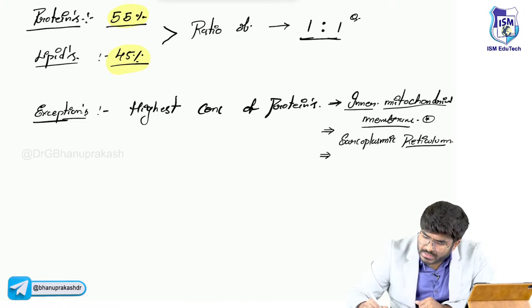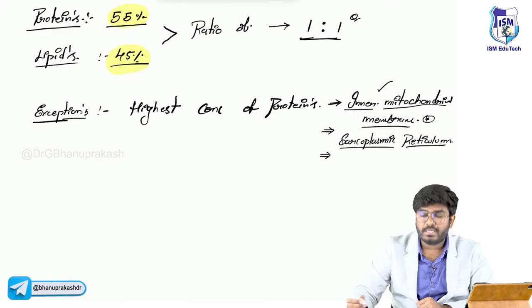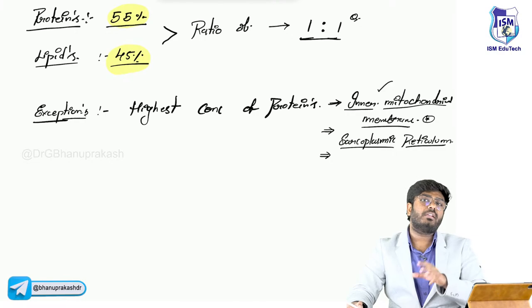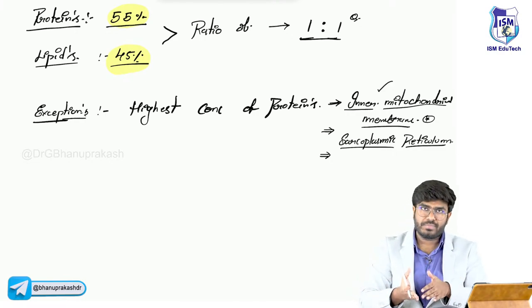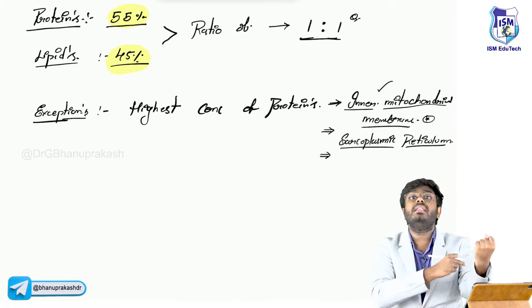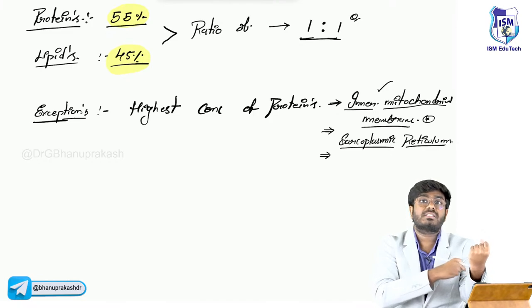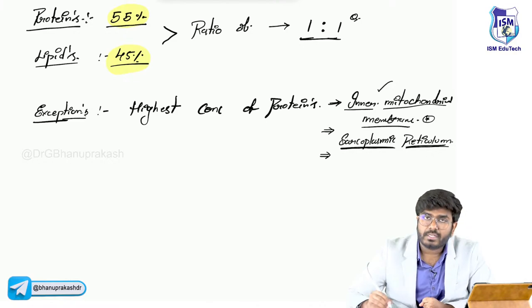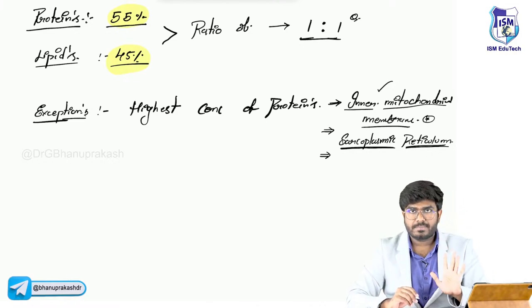Okay, so what exactly is sarcoplasmic? See, inner mitochondrial membrane is the best answer. What exactly is sarcoplasmic reticulum? Sarcoplasmic reticulum is nothing but the endoplasmic reticulum in skeletal muscles. Inside the muscles. Skeletal muscles. Done.